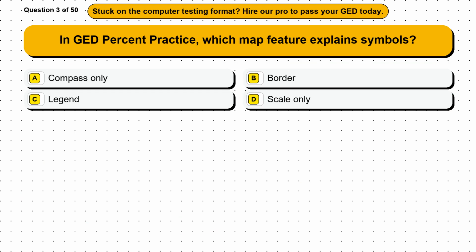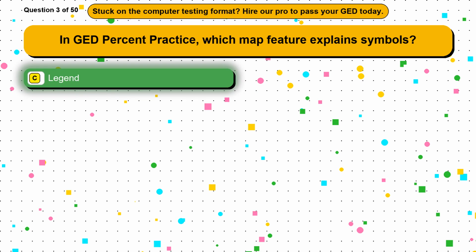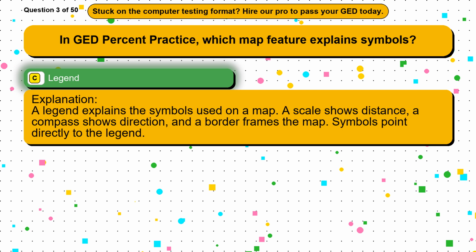Question 3. In GED Percent Practice, which map feature explains symbols? Option A compass only. Option B border. Option C legend. Option D scale only. The correct answer is option C, legend. A legend explains the symbols used on a map. A scale shows distance, a compass shows direction, and a border frames the map. Symbols point directly to the legend.